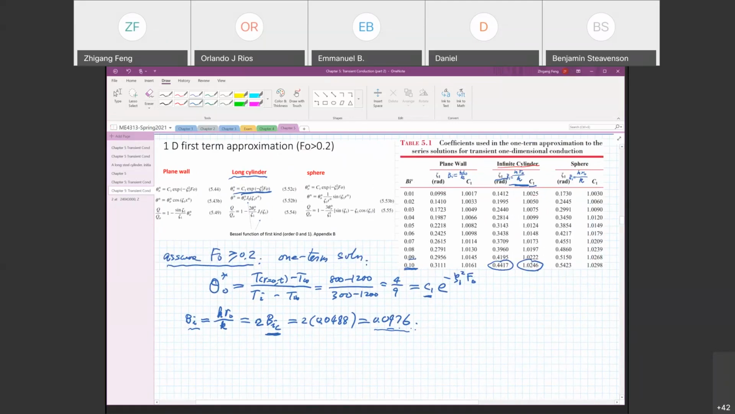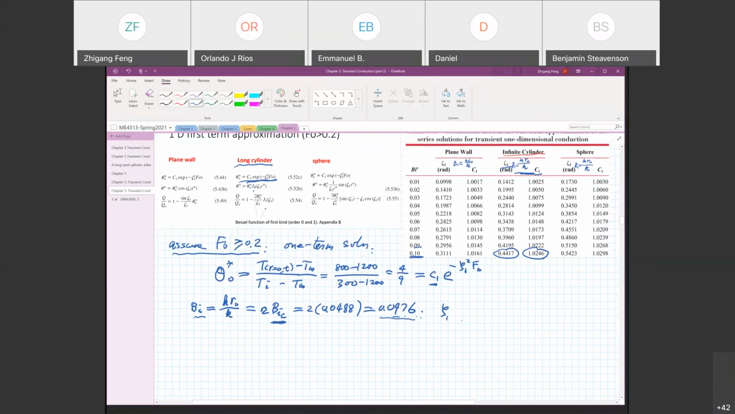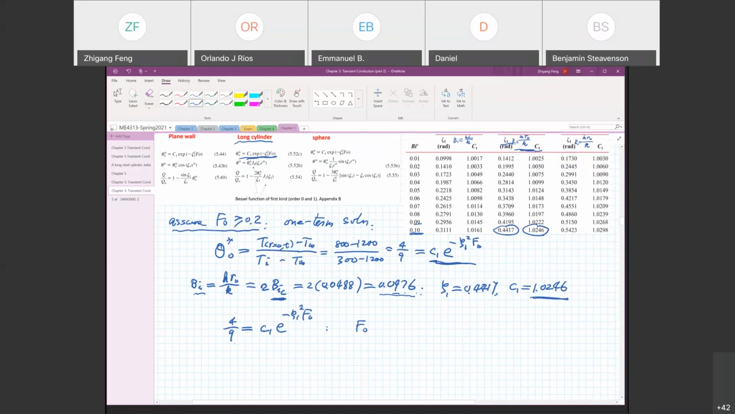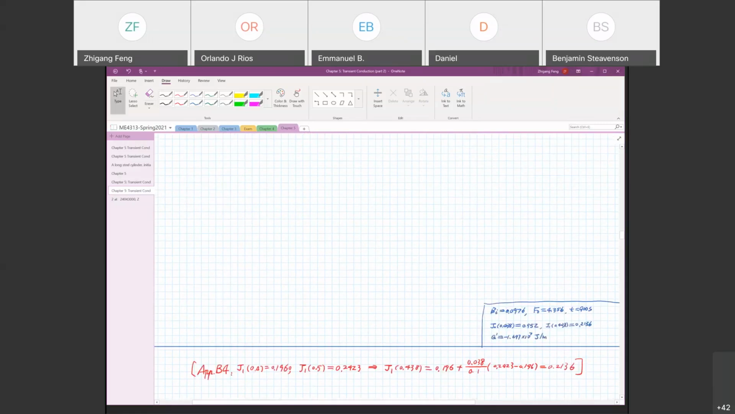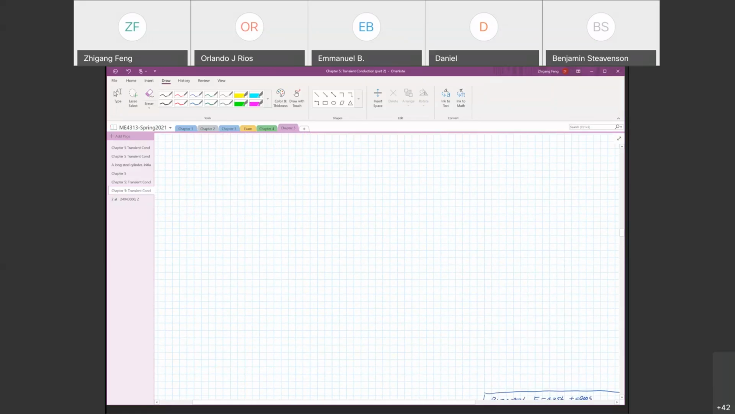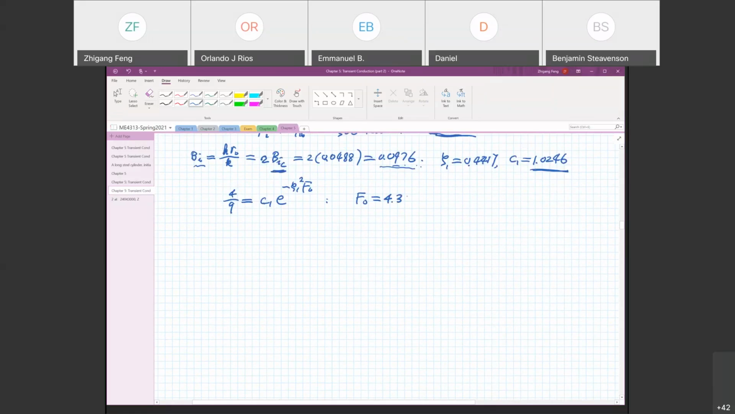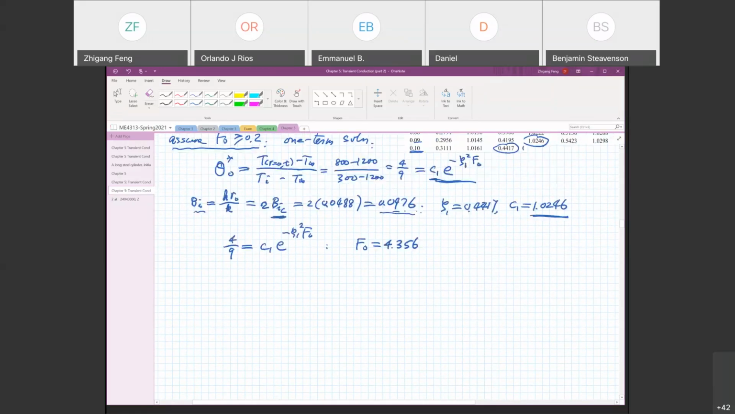Okay, so we found zeta 1 equal to 0.4417 and C1 equal to 1.0246. Now we can plug into this equation: 4/9 equals C1, which is known, times e to the minus zeta 1 squared Fourier number. So the Fourier number is the only unknown, and we can easily solve for it. It turned out to be, let me check, I have the final result at the very end, 4.356. So if you did your math correctly, the Fourier number should be equal to 4.356.